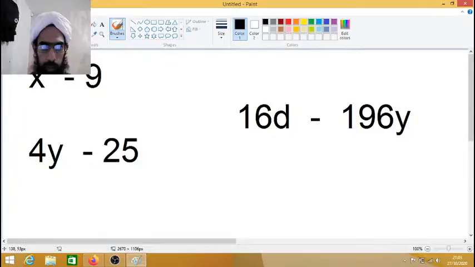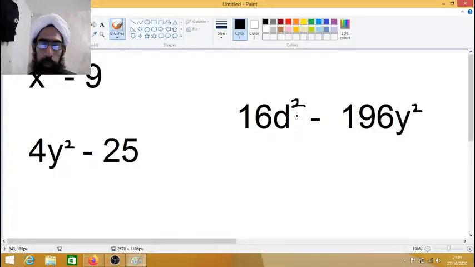So I'm just going to write 3 questions for you here. First one is factorize x squared minus 9. Then 4y squared minus 25, factorize that. Then 16d squared minus 196y squared.